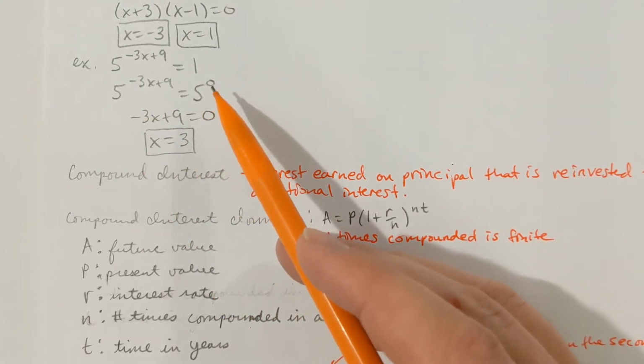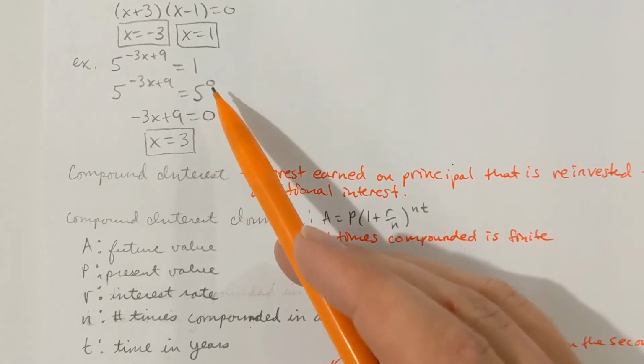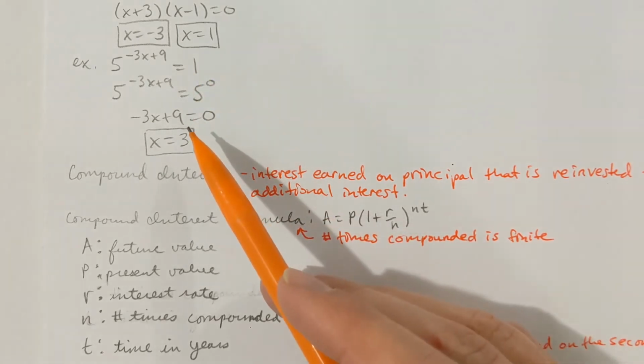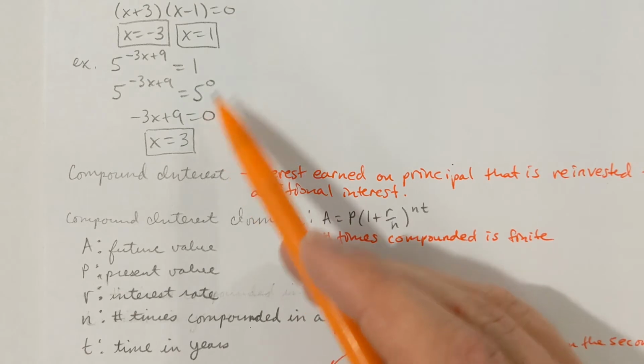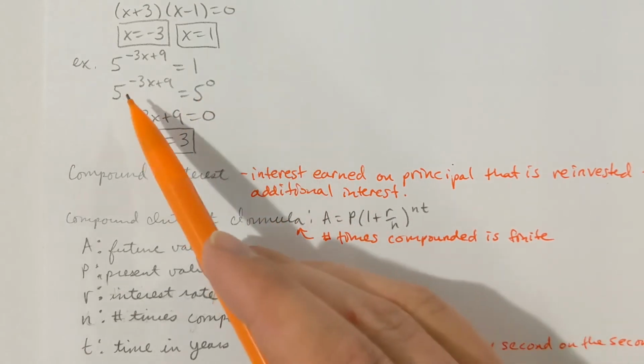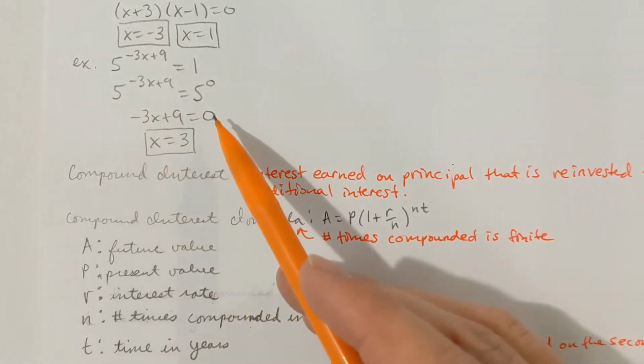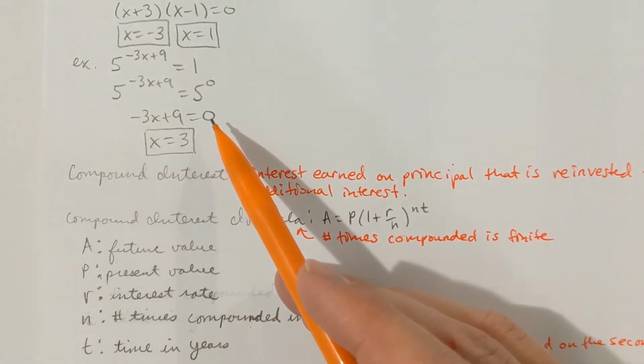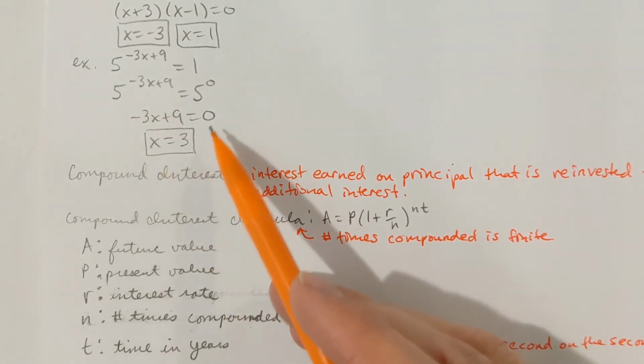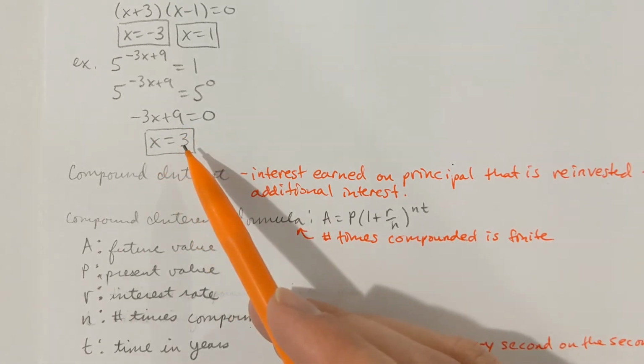because I know anything to the 0 power is 1. 5 to the 0 would be 1. And so where I see 1, I'll write 5 to the 0. That way I've got base 5 there on both sides. I can then remove the 5's and set the powers equal. If we add 3x and divide by 3, then we get x equals 3 as the solution to that equation.